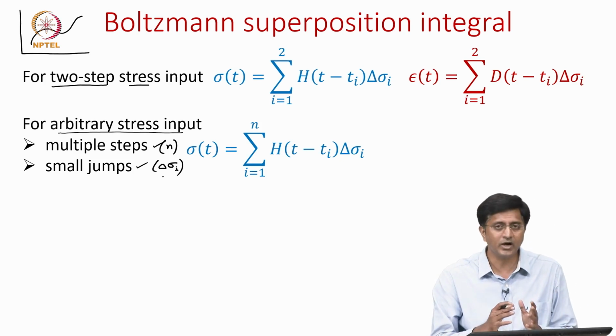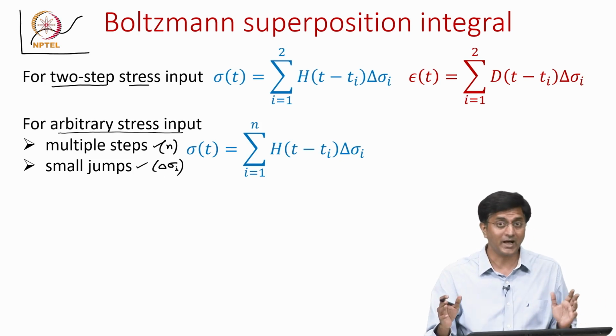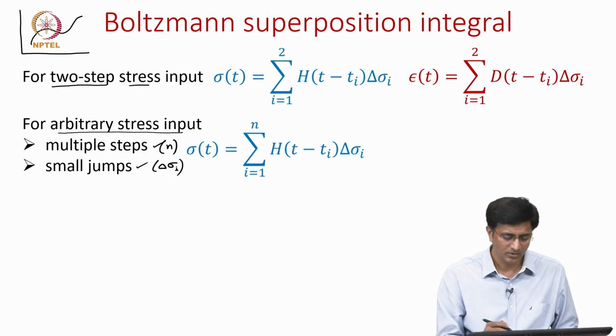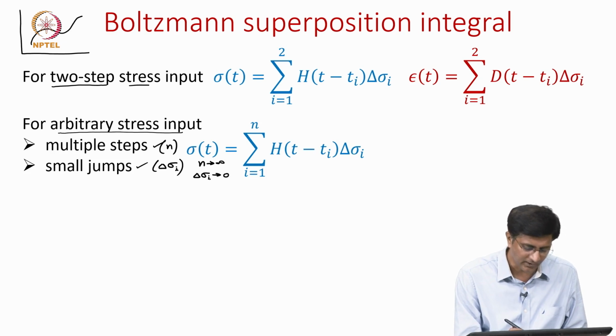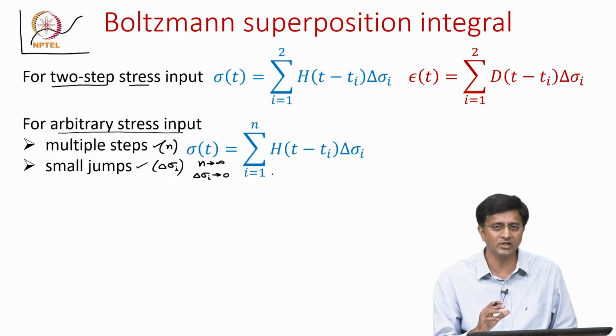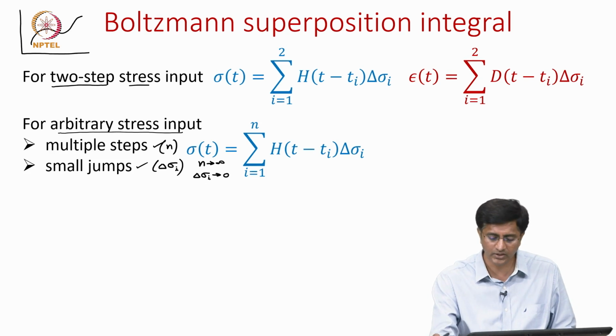But let us say we have a very large number of steps, meaning n tends to infinity, and we also say that these jumps approach 0. Then this summation can be replaced with an integral form. How do we do that?